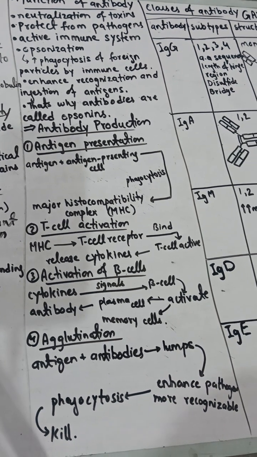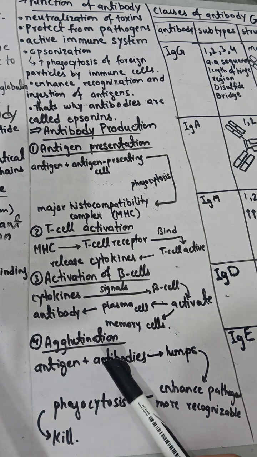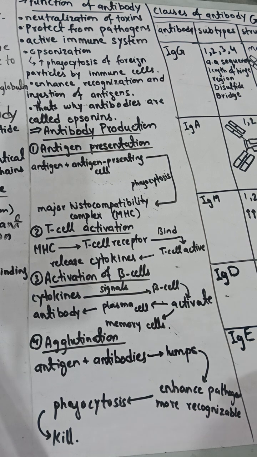Now, the fourth and the last step is agglutination. Agglutination means to form lumps. How? Actually, agglutination is a reaction in which your antigen and your antibodies combine together. I have explained in the previous slide that antibodies have a site which is called the antigen binding site. This is a variable region, the FAB region. On that region, both of them combine and form lumps together. They form coagulations.